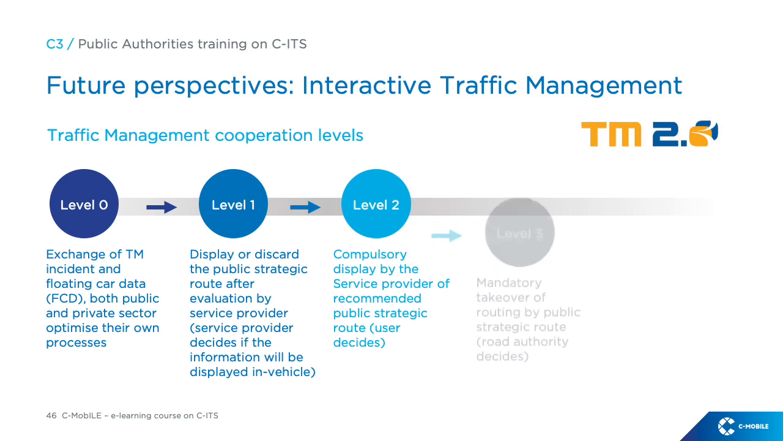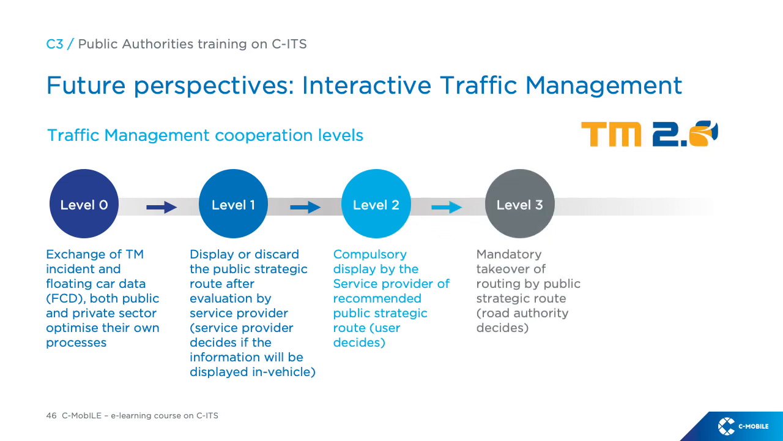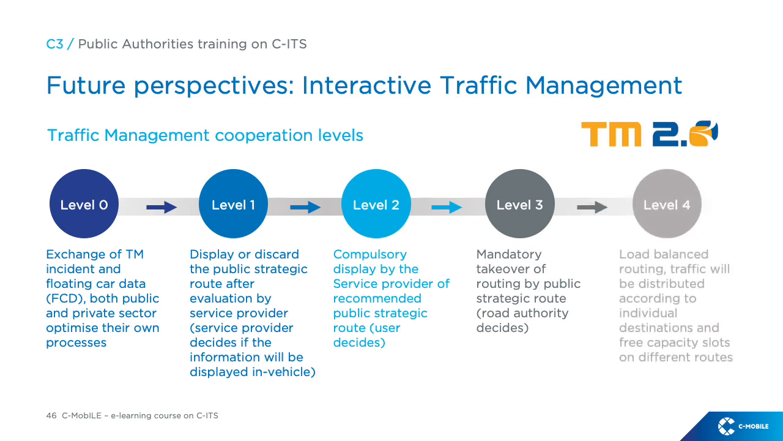By implementing Level 3, a mandatory takeover of routing by public strategic route is enabled. But in this case, this decision rests with the road authority. Finally, Level 4 encompasses a routing indication that balances the load of traffic on the road network. That allows distributing traffic flows, according to both individual destinations and free capacity slots on different routes.